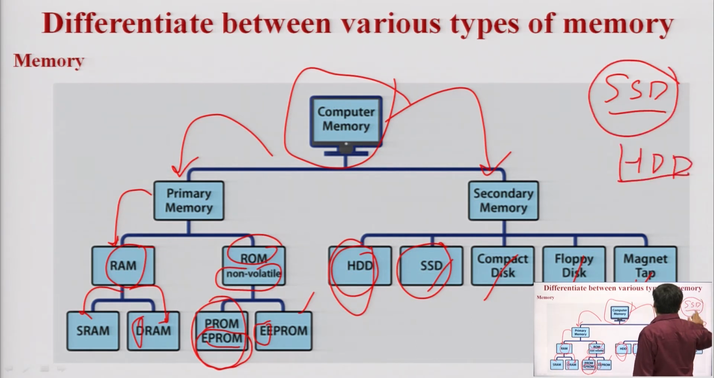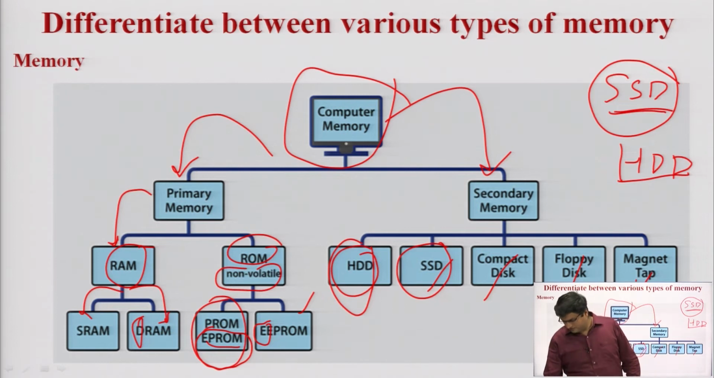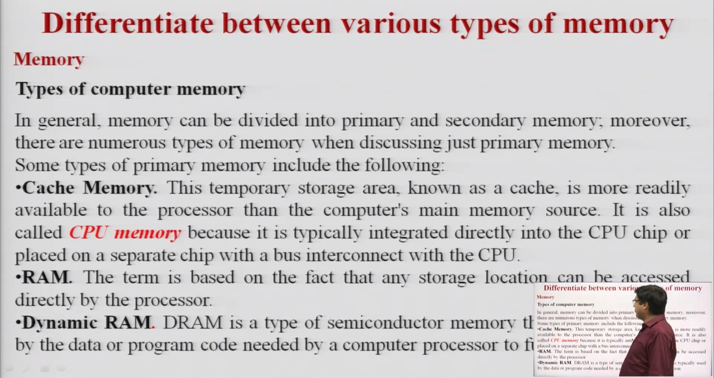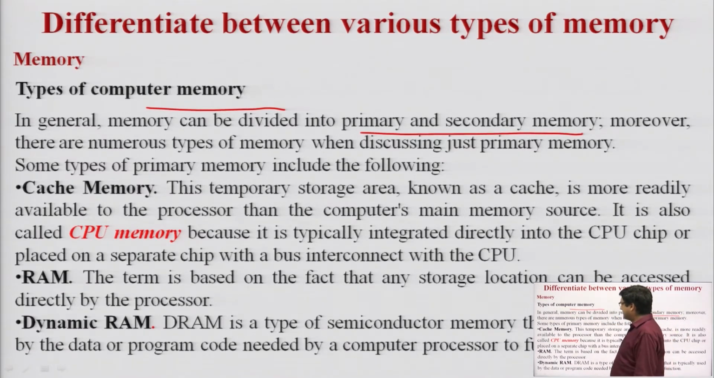Okay. So SSD means solid state drive and HDD means hard disk drive. We will see here an explanation of all these things. So types of computer memory we have divided into primary and secondary, as we have seen in our previous slide. So first we will start with the cache memory.